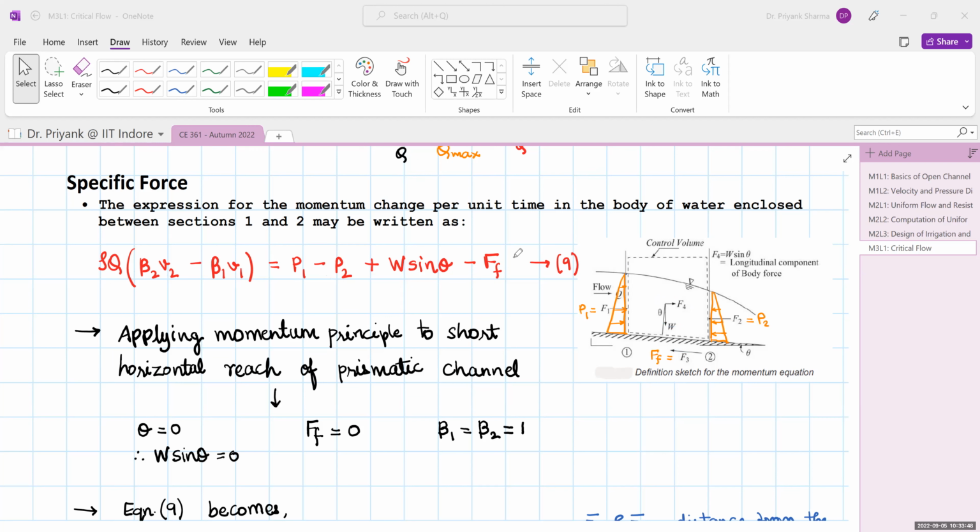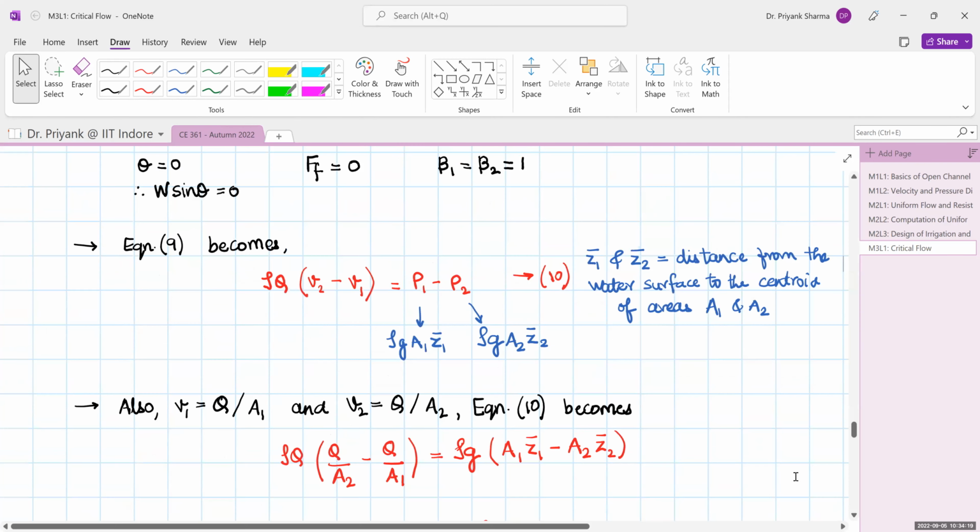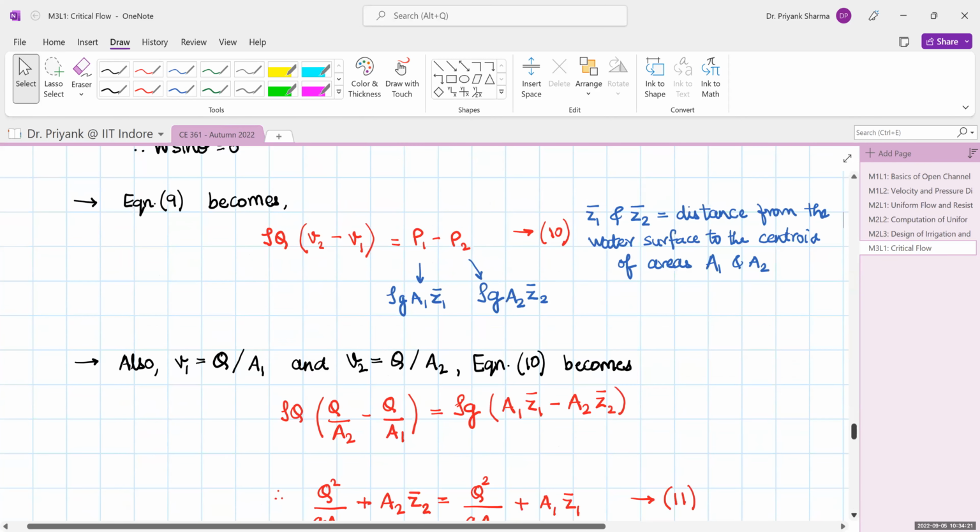Just recalling our discussion, for a very short horizontal reach of a prismatic channel, θ will become 0, so W sinθ becomes 0. We neglect the effect of friction because our reach is very short, so Ff is again 0. And since it is a small prismatic channel, non-uniformity is not there, so β1 and β2 are unity. So your equation 9 now becomes ρQ(V2 − V1) = P1 − P2.